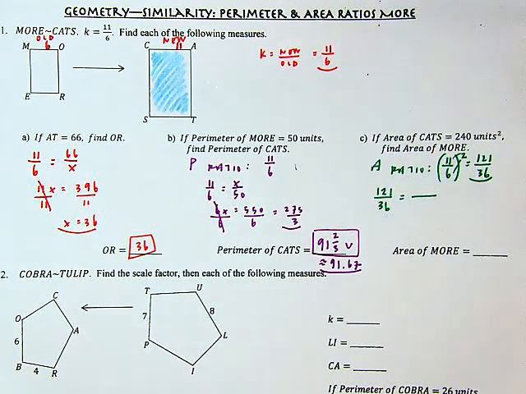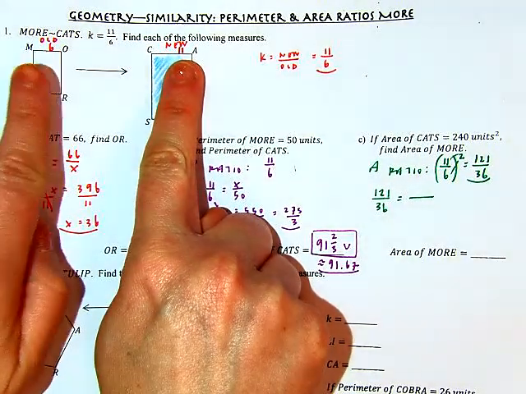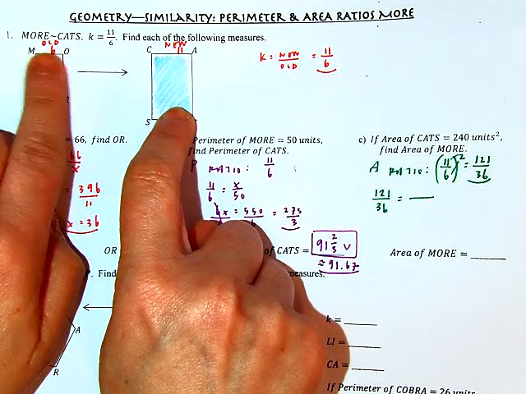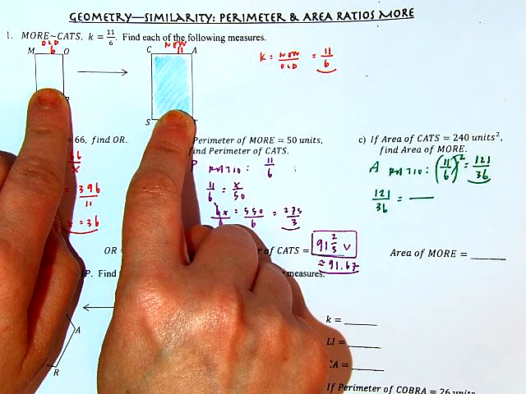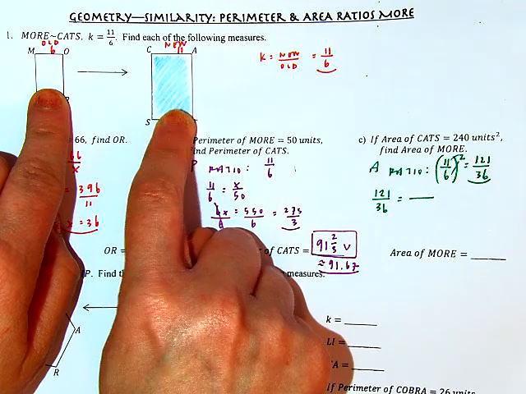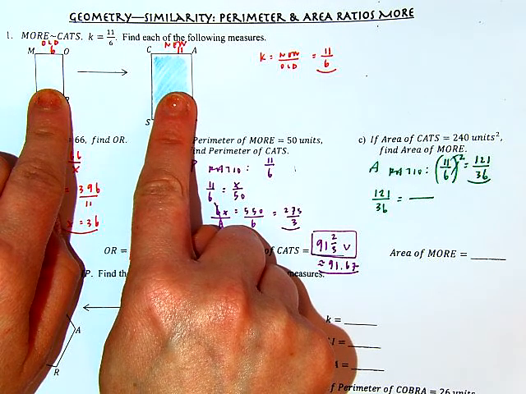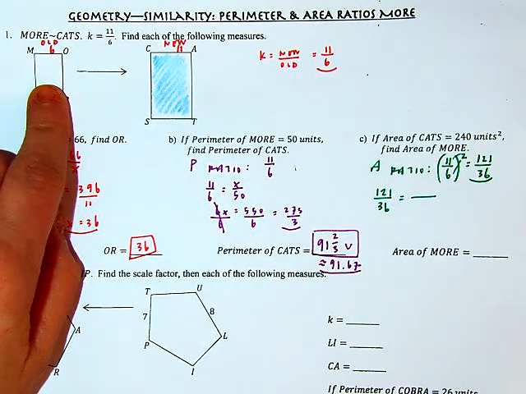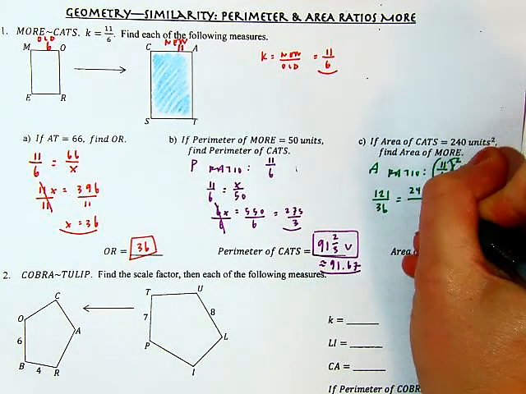So I can say that 121 is to 36 just as... Okay, so again, I'm reading it from the big shape to the old. So here, the big shape, 121 to the little one, 36. That's how their areas are related. Just as this area here is 240, so that's going to go on top. This area is what I'm solving for. That goes on the bottom. So here I have my 240 to x.